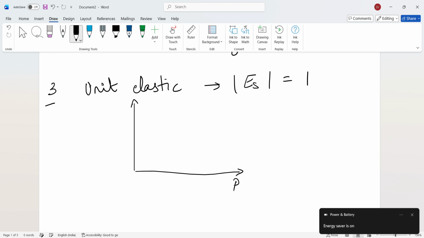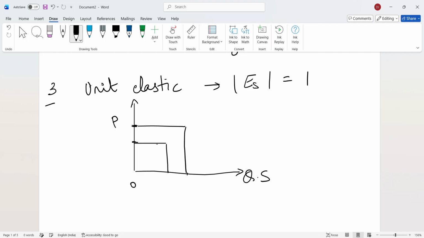So in terms of the graph, it would be something like this. It would exactly be the same distance. So if this is a 2% change, then assume this to be a 2% change as well. You join these two points, so it will be a 45-degree line, right? So your supply curve would be something like this.